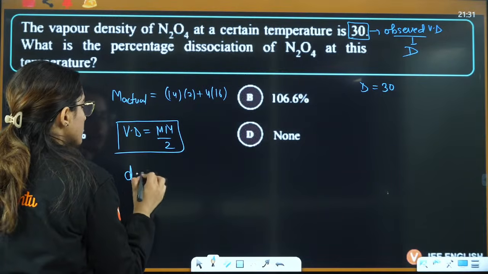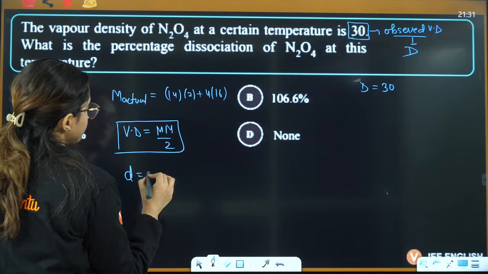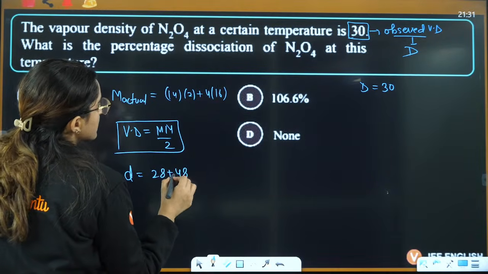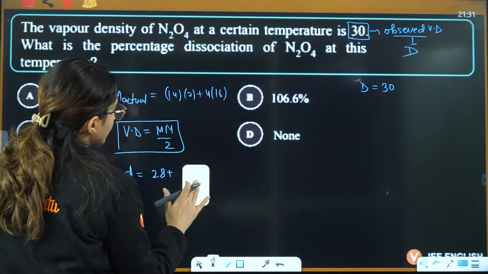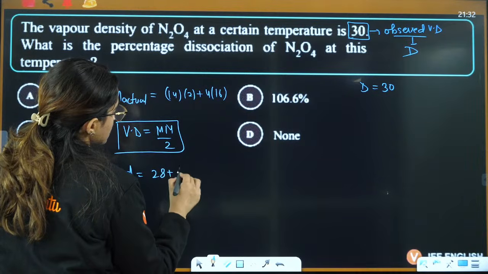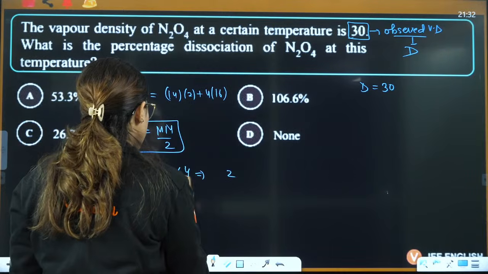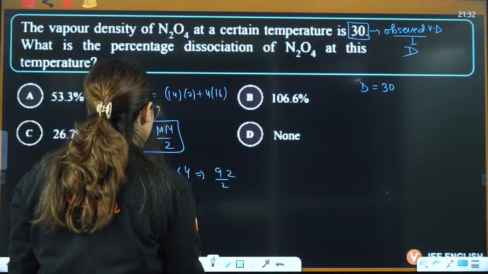So D is equal to 28 plus 48 into, not 48, it is 64 by 2, that is 92 by 2, right?